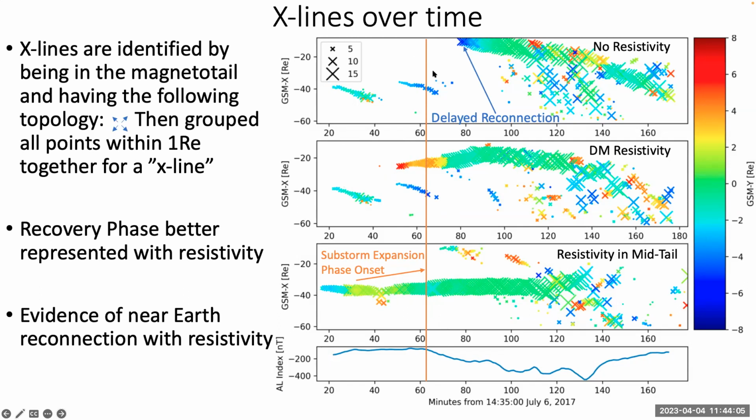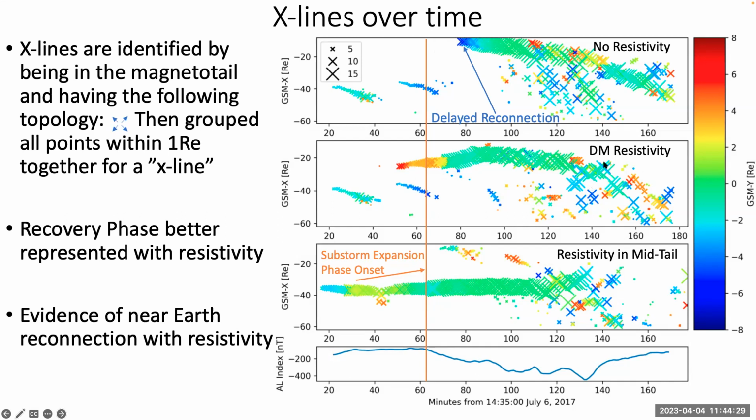With no resistivity, you see that by the time the substorm onsets, there really hasn't been any substantial reconnection at all. In fact, reconnection doesn't happen until almost 20 minutes later. And again, it's very close in, near the Earth. But after that, it sort of extends across the tail and retreats tailward, as you might expect.